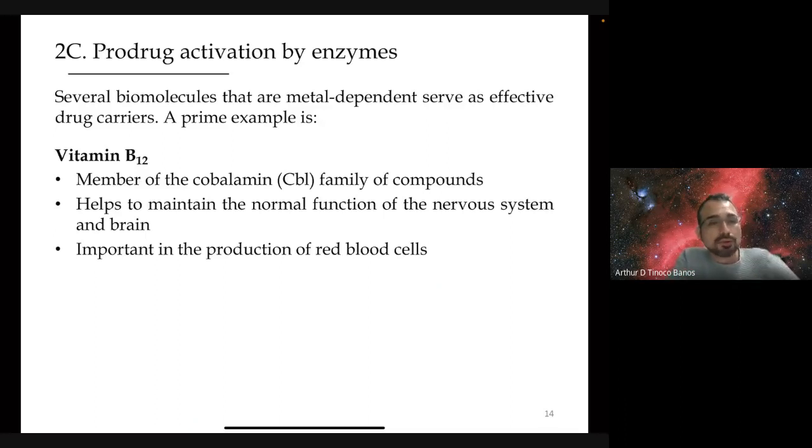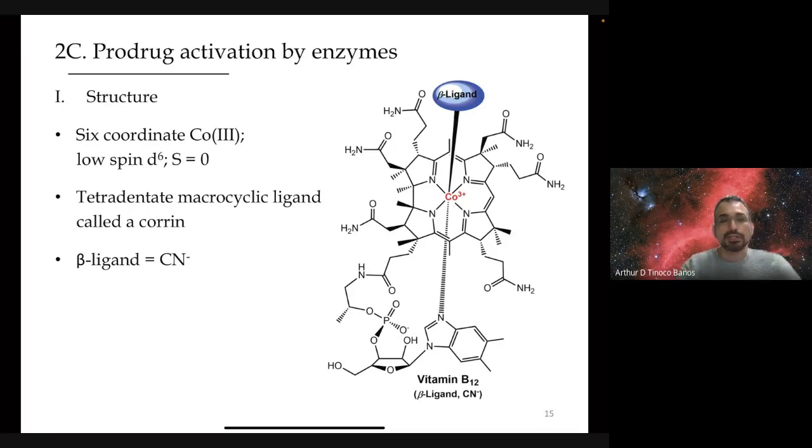Right, you can also have pro-drug activation by enzymes. So several biomolecules that are metal dependent serve as effective drug carriers. A prime example is vitamin B12. So this particular compound is a member of the cobalamin family of compounds. It helps to maintain the normal function of the nervous system and brain, and is important in the production of red blood cells. So here I present you a structure of vitamin B12.